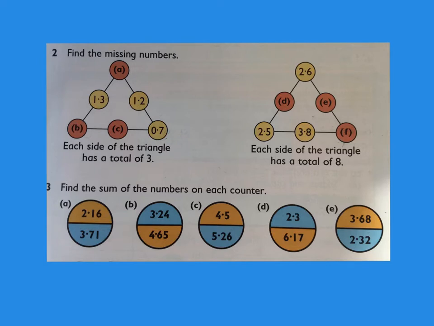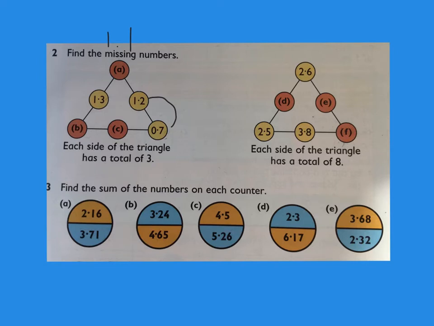Okay, so if we look at this first triangle, it says that each side has a total of 3. So I'm going to complete this example for you. So you have 0.7 and 1.2, so the total of that is 1.9. How much more do I need to make 3? So 3 take away 1.9. So my answer here, the missing number at A, is 1.1.